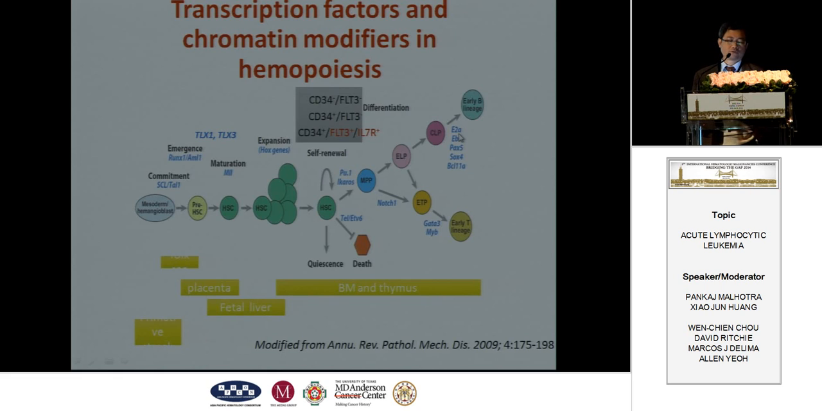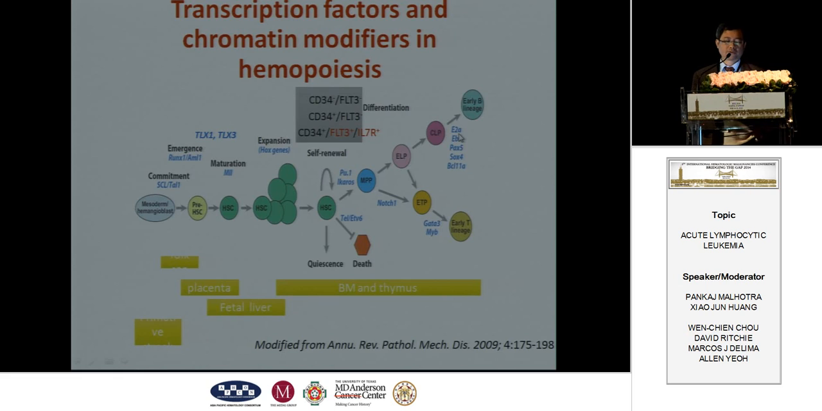For example, in this figure, before the establishment of the hematopoietic stem cell, there are several important transcription factors which are very important in lymphocyte development, and mutations of these genes are also very commonly seen in ALL. For example, TAL1, RUNX1, MLL, and HOX.